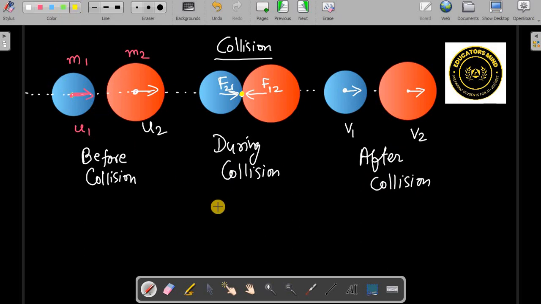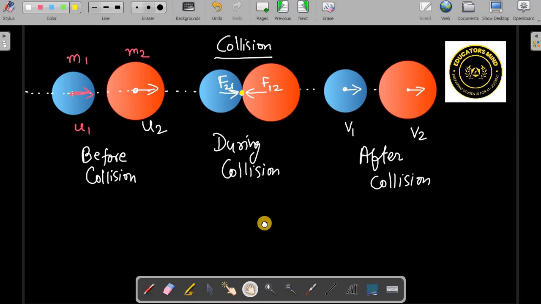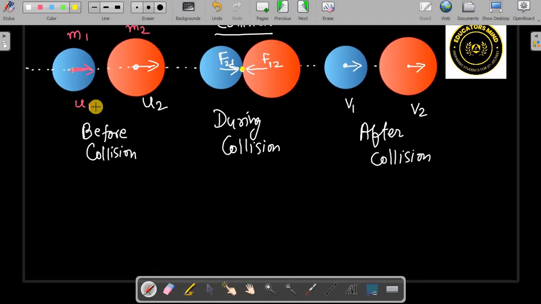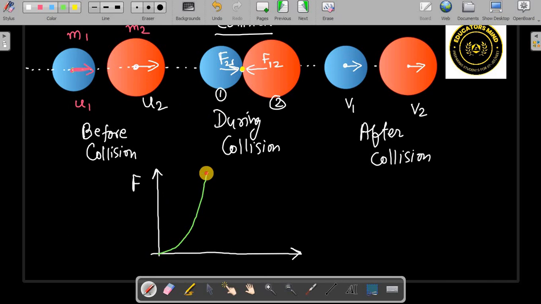Now we want to understand what is happening during collision. Let me just explain this with the help of force. This force which is acting, you can say either F12 or F21, and you can just look at the first body. The left side is the first body, the right side is the second body. So on the first body, as they are going to hit each other, they will compress, and generally this force increases like this, then this force reaches a maximum and then this force decreases.